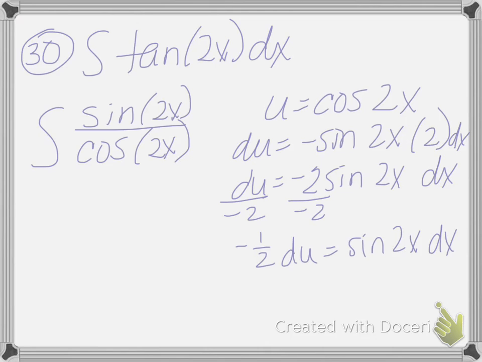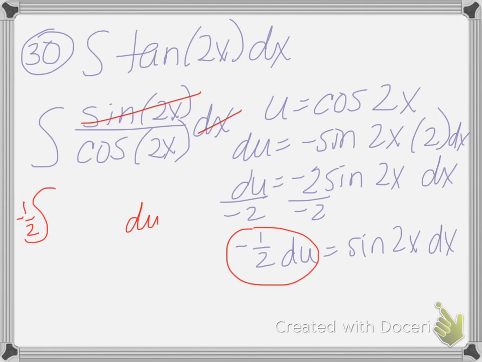Okay, now you're going to go back and you're going to start substituting. Whoops, we forgot the dx here. Okay, so you're going to take out the sine 2x dx, and you're replacing that with negative 1/2 du. So now you're left with nothing in the numerator, so there's a 1 up there. And on the bottom you have cosine 2x, but cosine 2x is u.